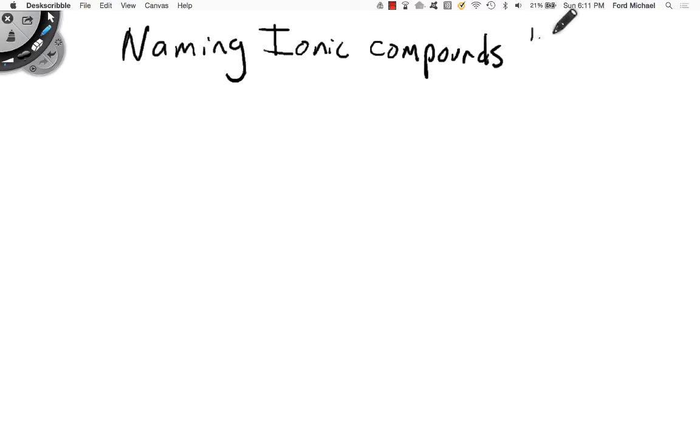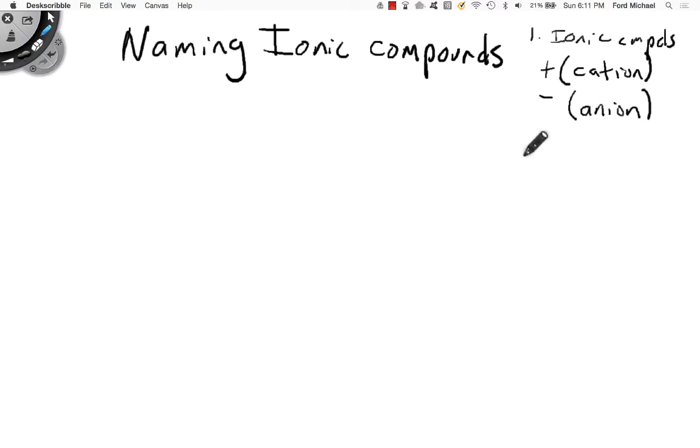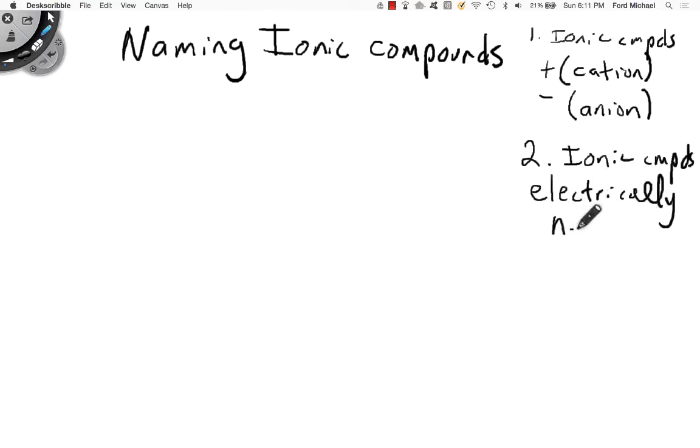Okay, so before we get into some specific examples, just some rules. Rule number one is that ionic compounds have a positive ion, a cation, and a negative ion, your anion. Okay. Rule number two is that ionic compounds overall are electrically neutral. This means for every positive charge we have to also have a negative charge. Okay?